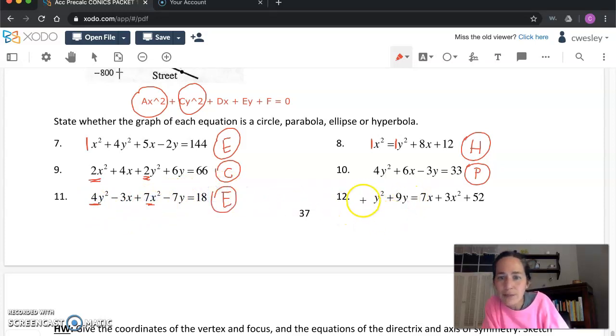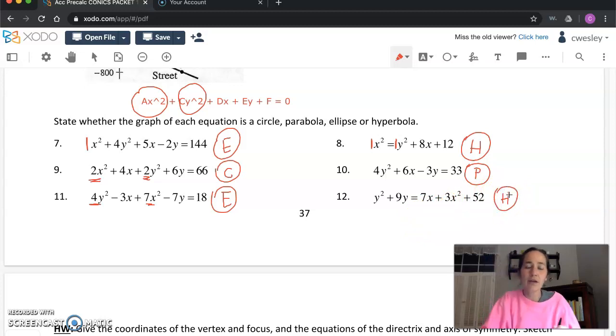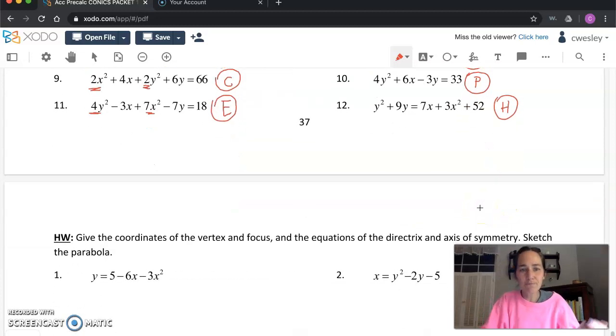And 12 kind of reminds me of number 8. Either way you slice it, getting everything on one side is going to leave you with x and y squared terms of different signs. So how about hyperbola again? All right. The next page you already tried.